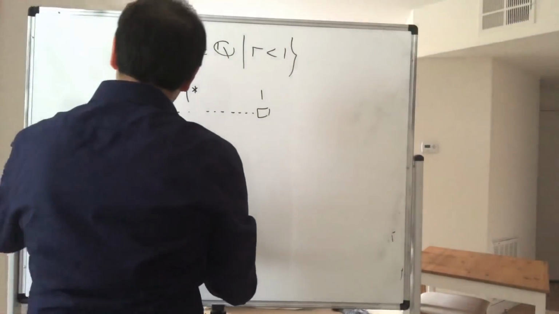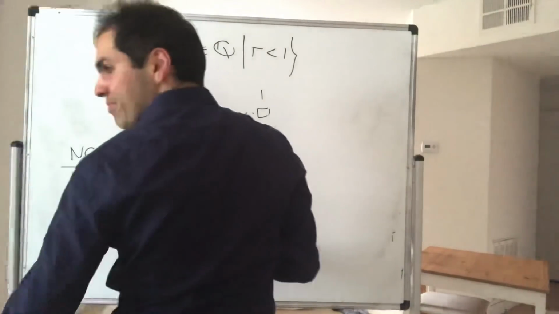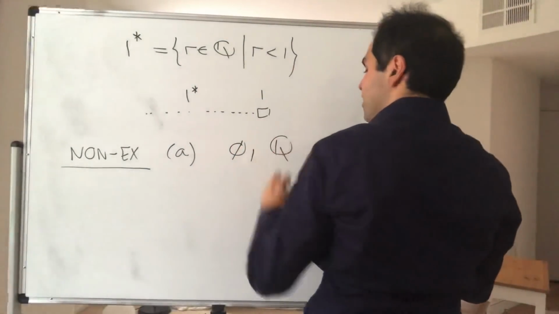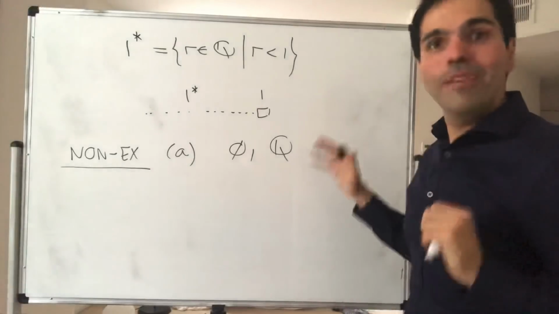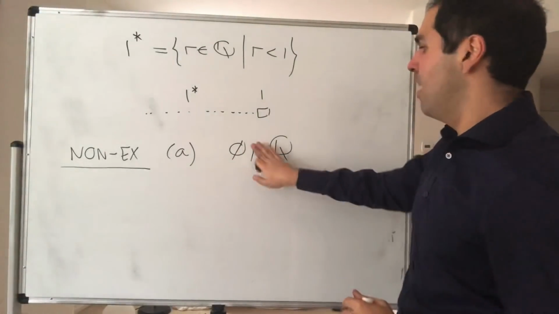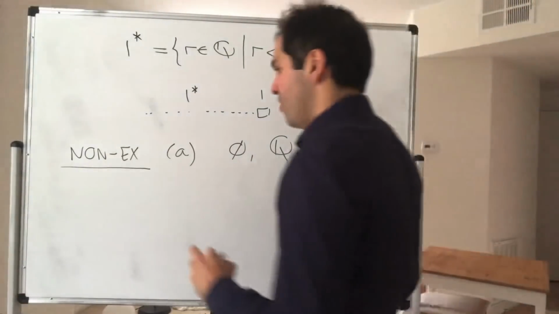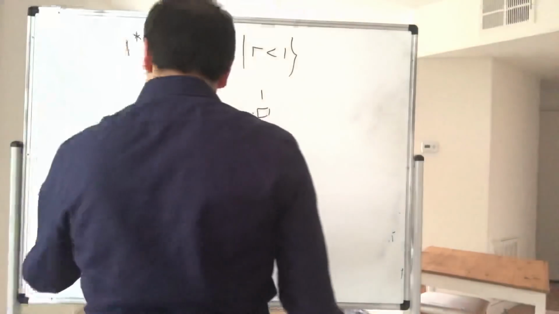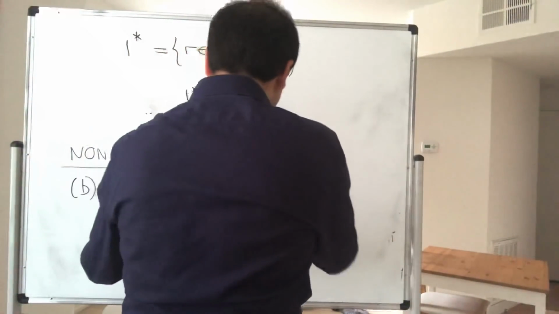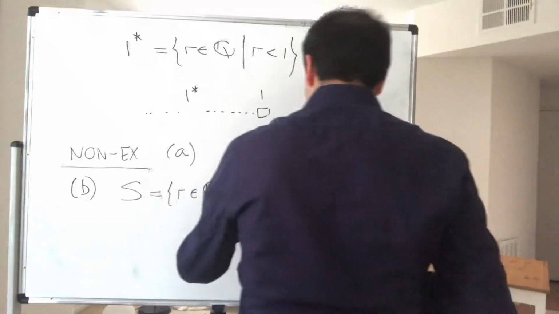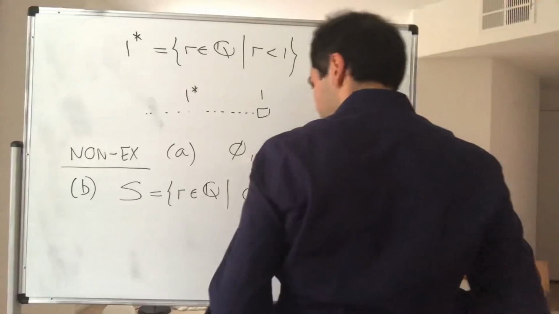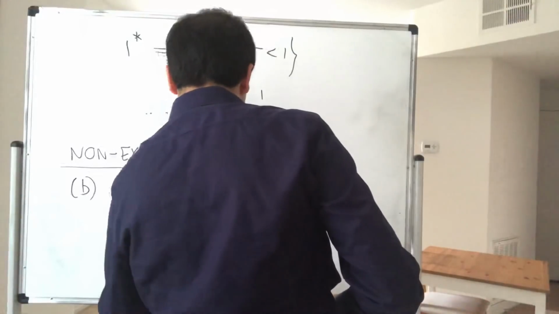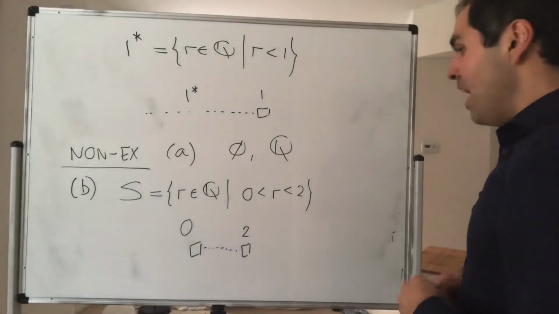Now the question is, what are examples of non-cuts? For instance, of course, the empty set is not a cut, and the rational numbers are not cuts, simply by the definition: we assumed cuts are not empty and not all the rational numbers. Another non-example is anything that's not infinite. For instance, the set of rational numbers between 0 and 2. So we have 2, and then 0, and anything in between.